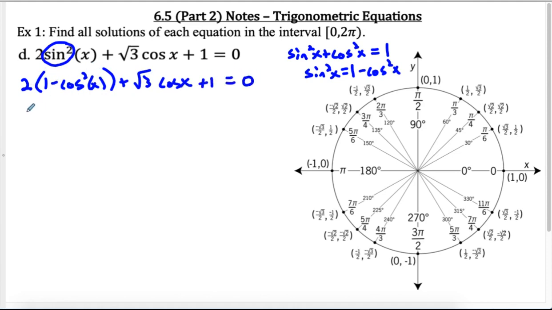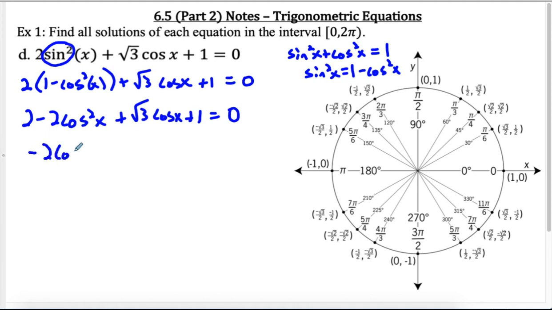Distribute the 2 through, and we'll have 2 minus 2 cosine squared of x plus the square root of 3 cosine of x plus 1. Well, I've got a 2 and a 1. Those are like terms. I can go ahead and combine those. So negative 2 cosine squared of x plus the square root of 3 cosine of x plus 3 equals 0.